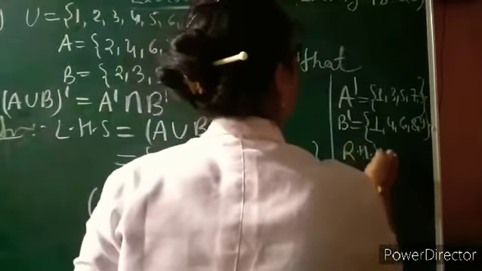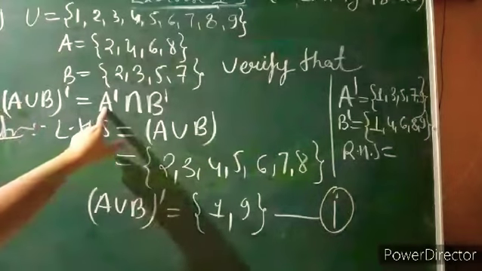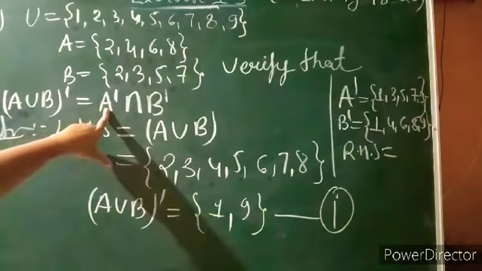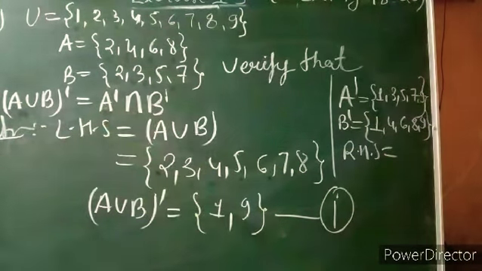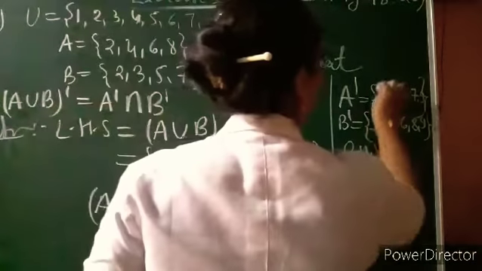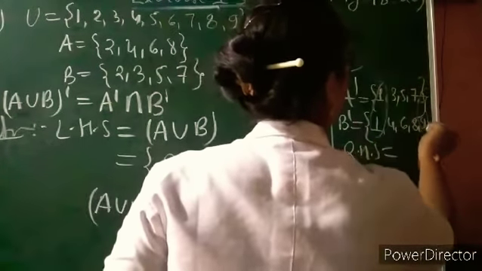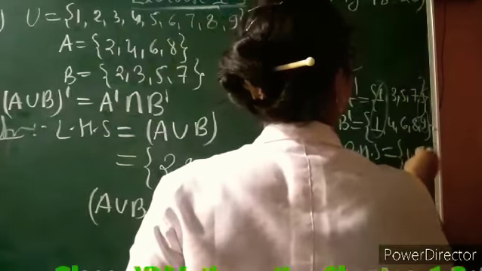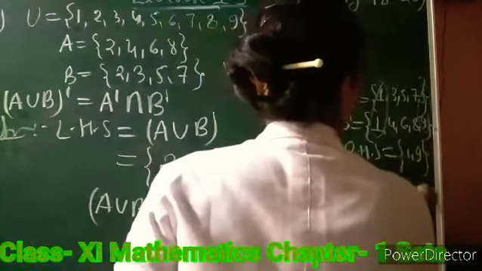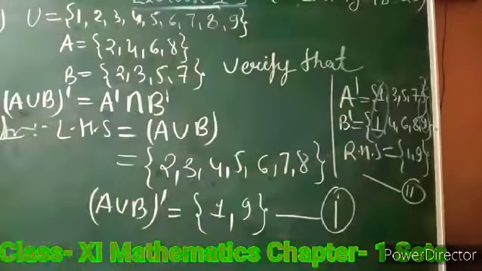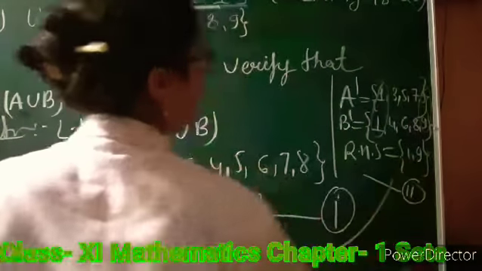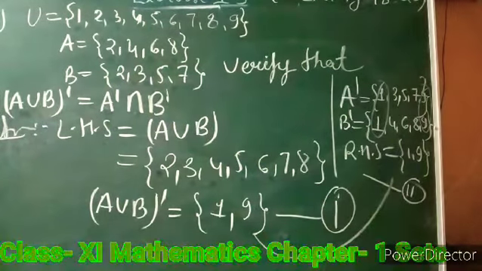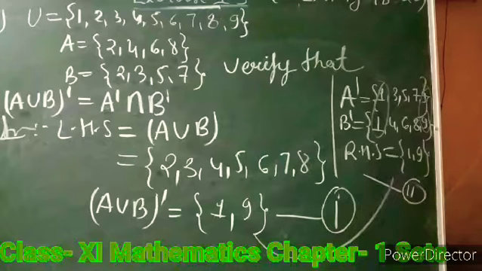So here we get A dash and B dash. So RHS is equal, they want the complement of A intersection complement of B. You see 1, 1 is common and 9, 9 is common. So here also we get 1 and 9. And from equation 1 and 2, we can say LHS is equal to RHS. Hence proved. Like that you solve the second question.